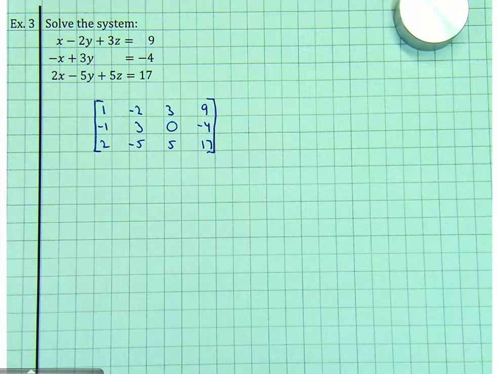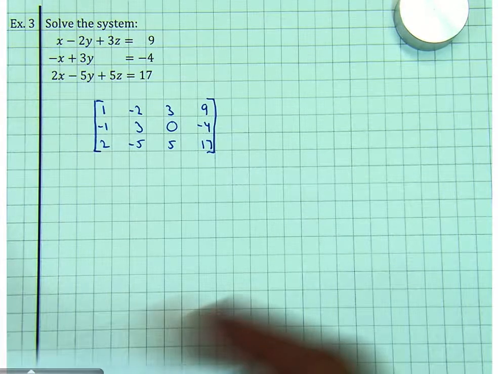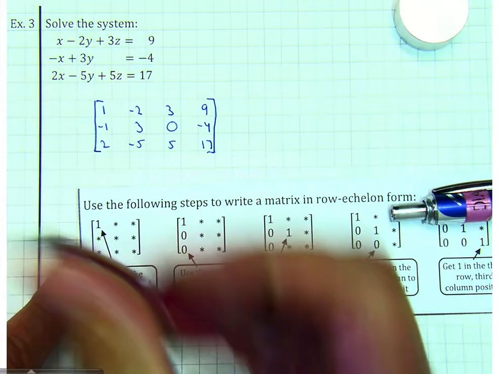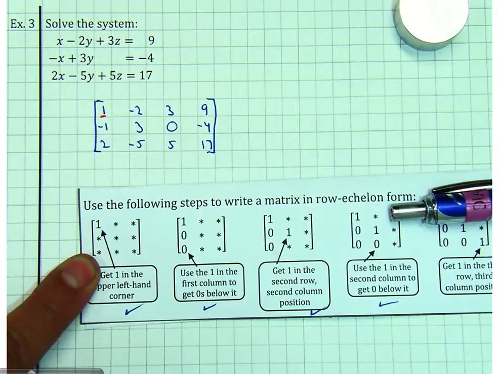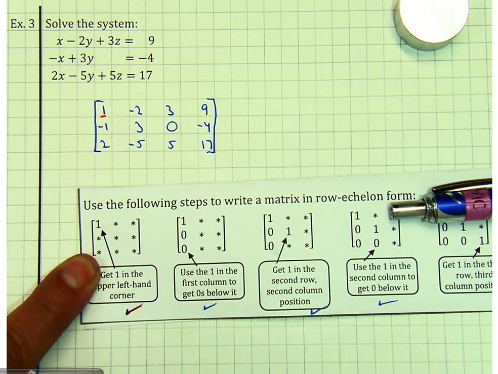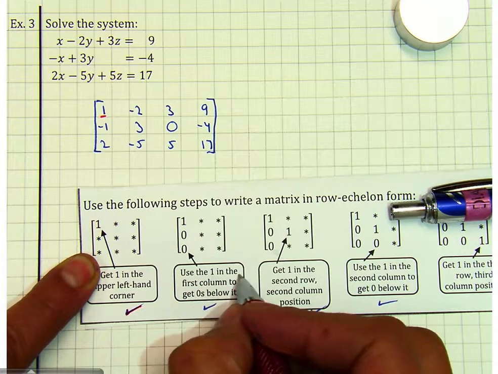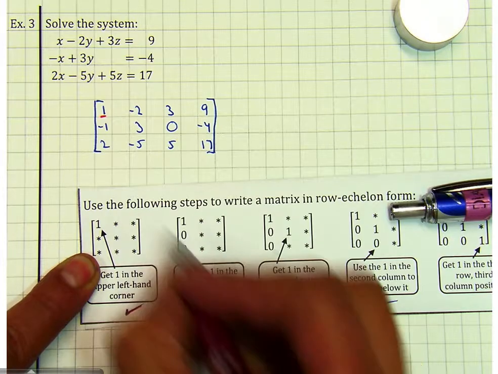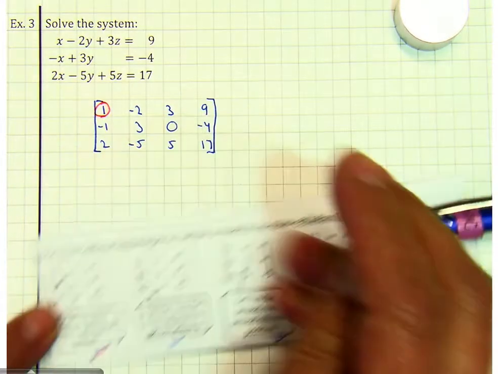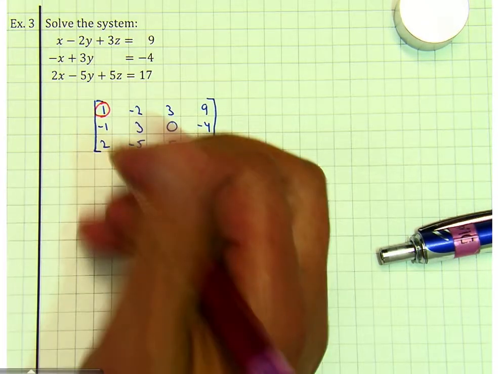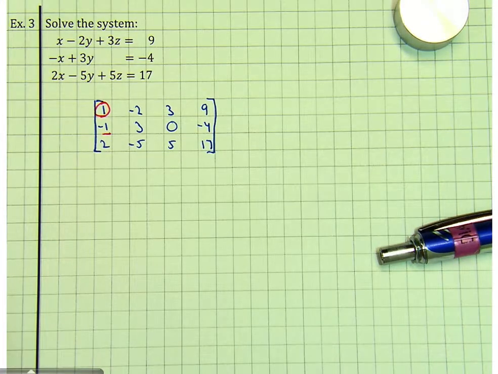And now, according to my cutout, my first step is to make this first number 1, which is already 1. So therefore, my first step is done. Then the second step, use the 1 in the first column to get zeros below it. So I'm going to use this 1 here to make that a 0 and that a 0. So let's make this second row a 0.